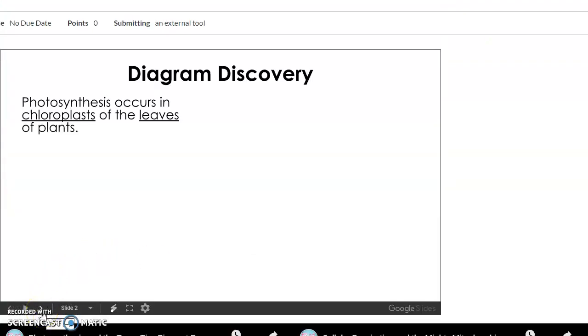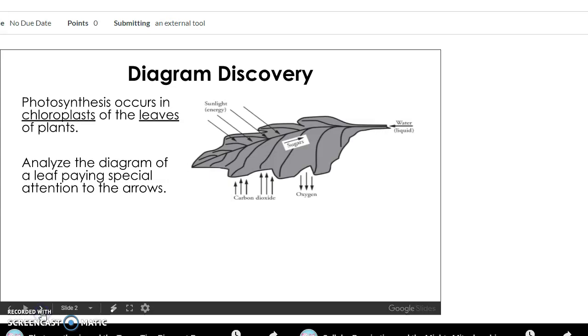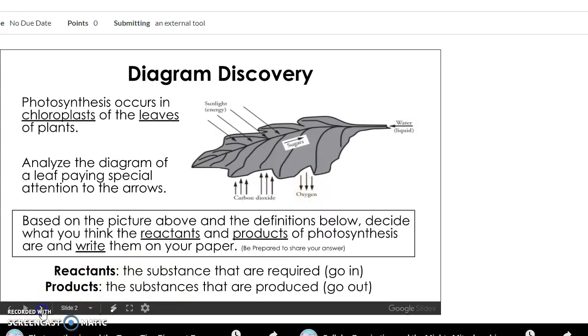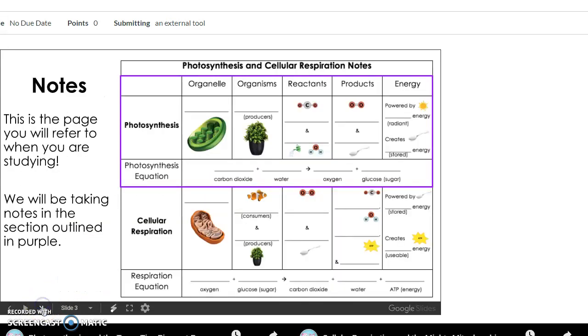Diagram discovery. So photosynthesis occurs in chloroplasts of the leaves. That's why you have the green colors. So in the chloroplast, sun comes into the leaf and carbon dioxide comes into the leaf. With sugars, it will release oxygen and it needs water. So the reactants are what goes into the equation. So sunlight goes into the equation, carbon dioxide goes into the equation, water goes into the equation. Products are what's coming out, and right now what's coming out is oxygen. So you'll need to know what the reactants and the products of photosynthesis are.